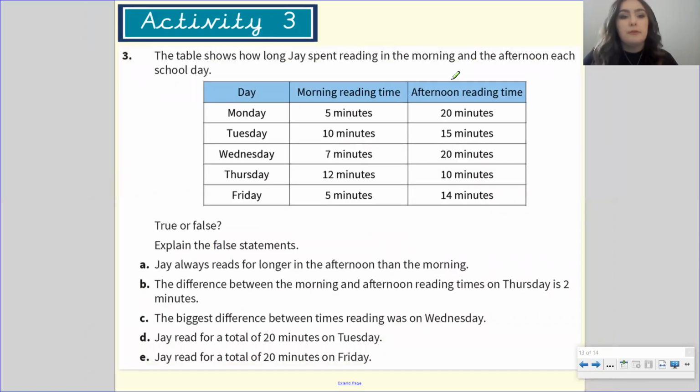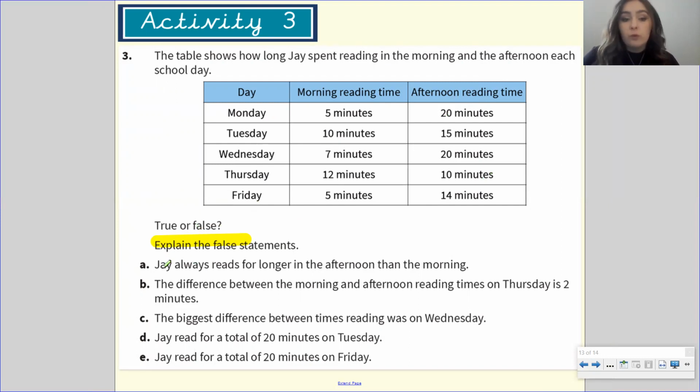Okay, activity number 3. The table shows how long Jay spent reading in the morning and afternoon each school day. So you've got the day and the minutes he spent reading in the morning and the minutes he spent reading in the afternoon. True or false, and you need to explain the false statements. So if you say true, you can just leave it as true, but if you say false, you need to tell me why. So false, because.